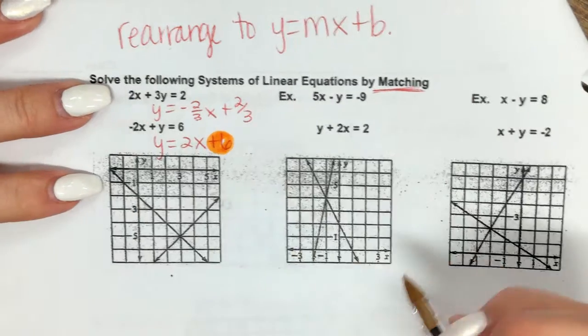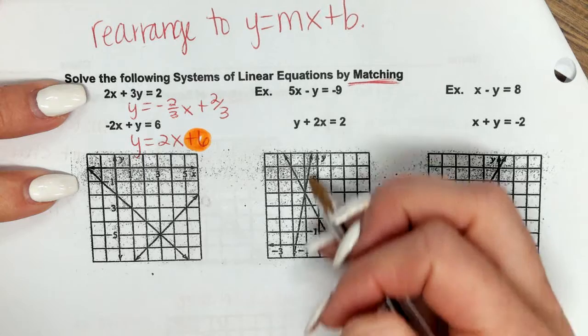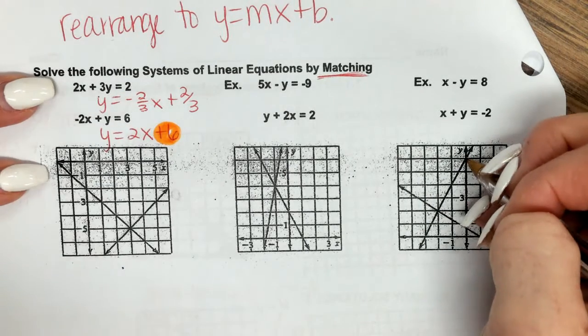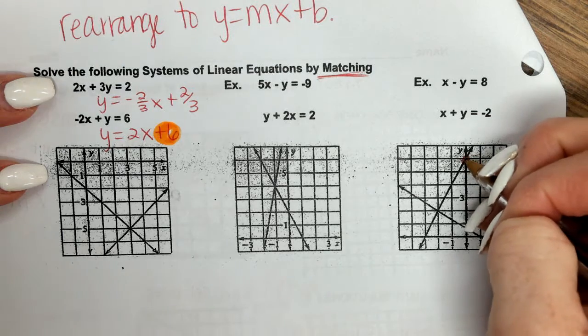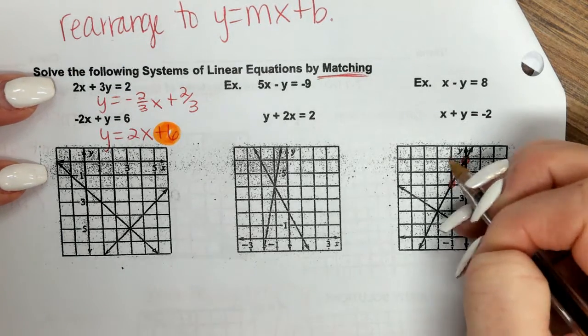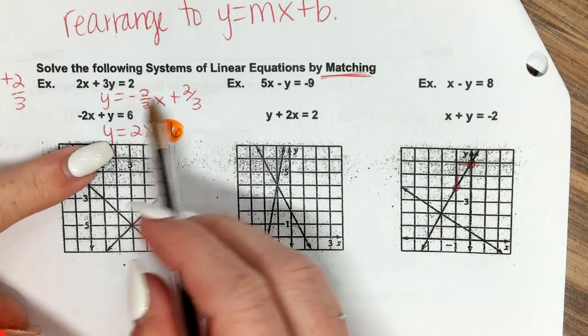No. So let's go over here. Does this one have a y-intercept of 6? All right, let's go over here. Does this one have a y-intercept of 6? Yes. So let's check the slope. Does it have a rise of 2 and a run of 1? So it's got to be this one, and then you can also go check that one.